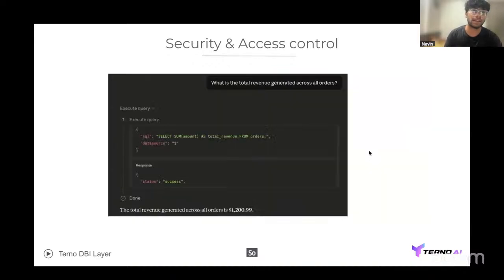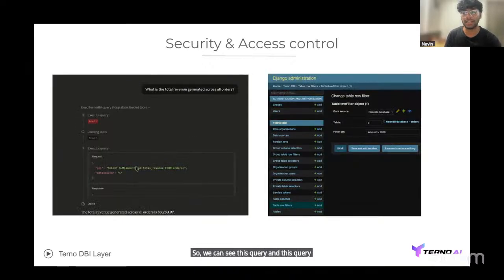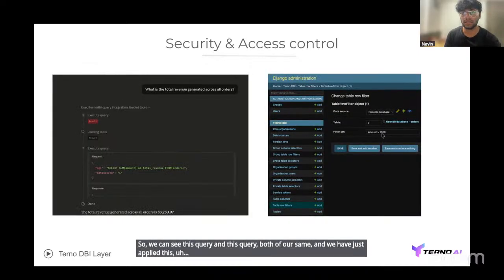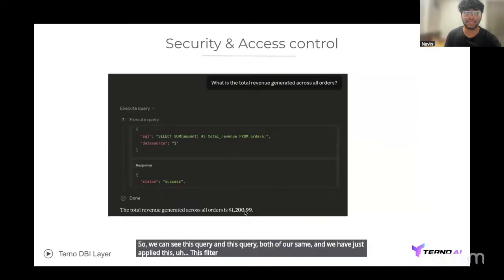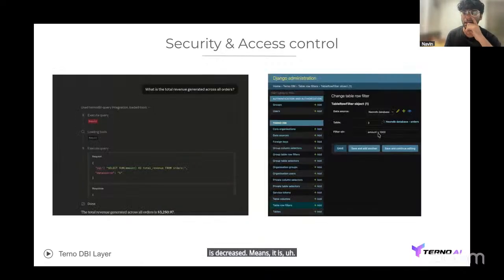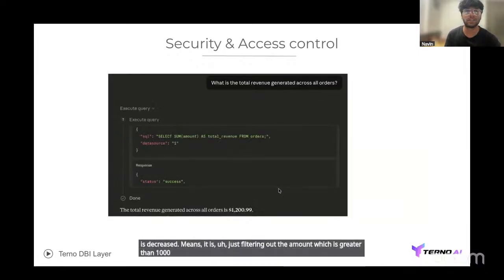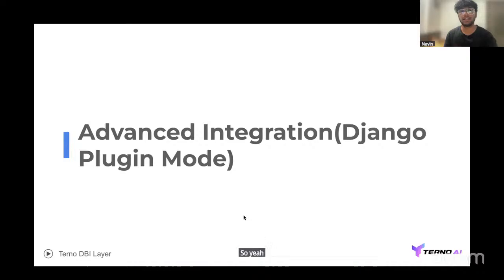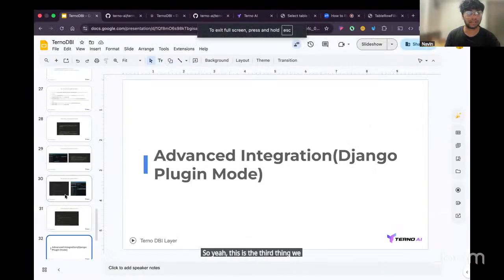Now when we ask the same question again, we can see this query and the earlier query are the same, and we have just applied this filter on our rows. The revenue generated has decreased, meaning it is filtering on the amount which is greater than 1000. The total revenue generated across all orders is now $1200. So this is the third thing we provide in security.